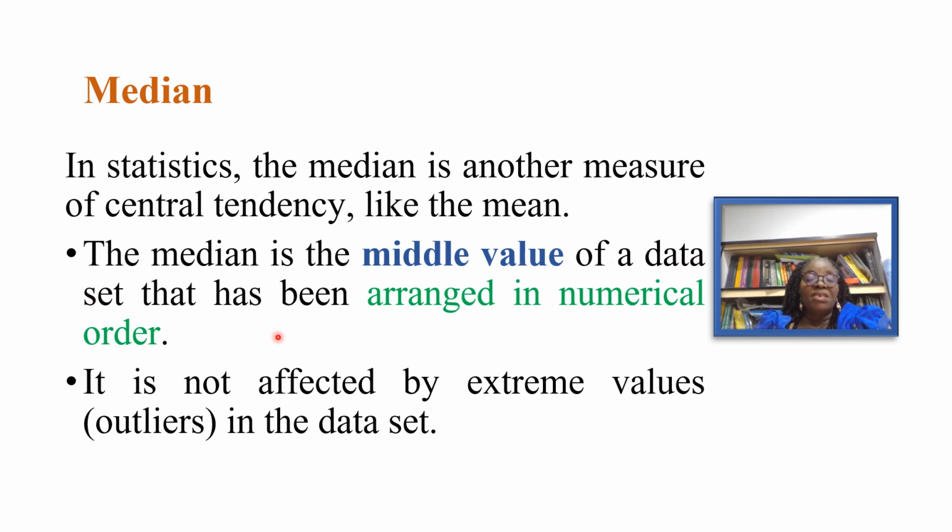To find the median, first arrange the numbers in the data set in ascending order, from smallest to largest. The median is a useful measure of central tendency because it is not affected by extreme values, what we call outliers, in the dataset, unlike the mean, which can be influenced by extremely large or small numbers.